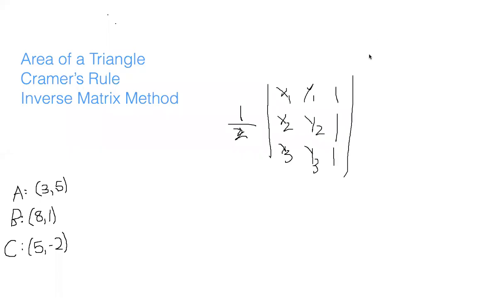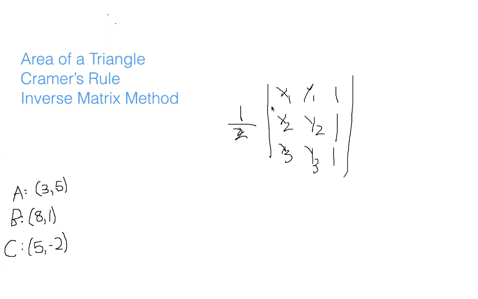All right, so this is a review of area of a triangle using matrices, Cramer's rule, and the inverse matrix method. So you have these points here. A would be (3, 5), B (8, 1), and C (5, -2). So this would form a triangle, but you don't really need to draw the triangle because with matrices, it doesn't matter the way the triangle is formatted.